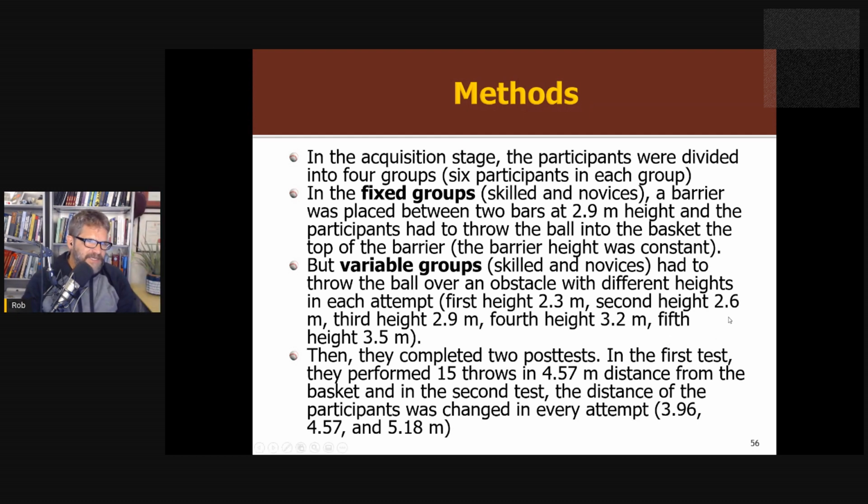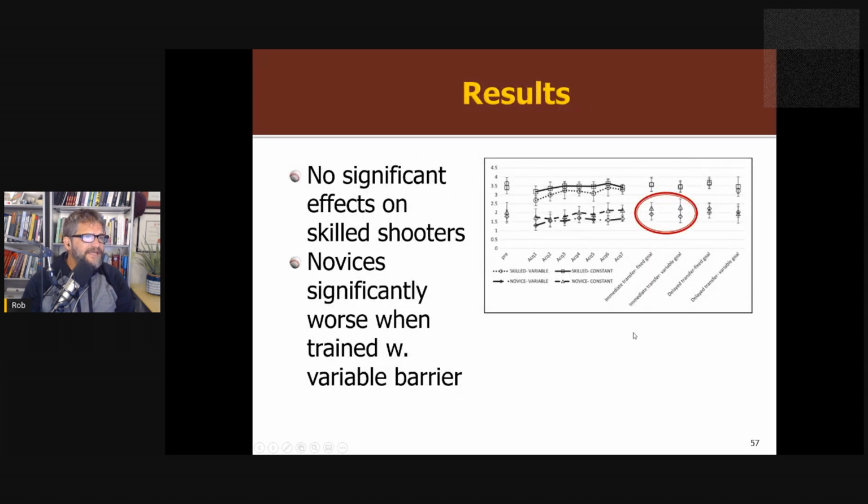Okay. That's the basic idea. What did they find? They actually found no significant effects between the two groups. The variable barrier didn't work better at all. In fact, for novices, it hurt their performance, right?